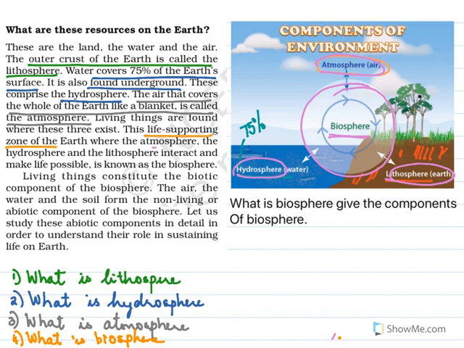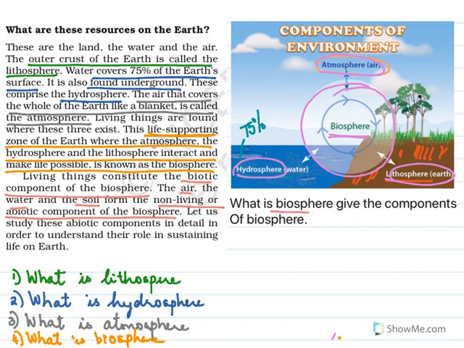The life supporting zone of the earth where the atmosphere, the hydrosphere and the lithosphere interact and make life possible is called the biosphere. So the biosphere is the life supporting zone where all these three meet together. Now living things constitute the biotic component of the biosphere. The air, the water and the soil form the non-living or abiotic component of the biosphere.